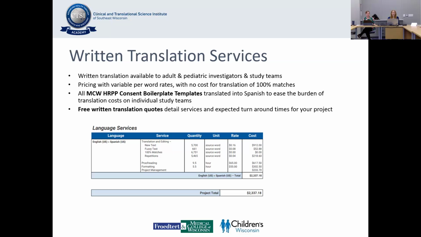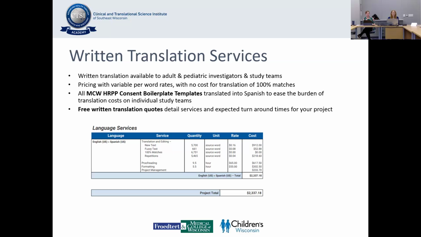The MCW Office of Research has worked with us to translate the boilerplate consent templates into Spanish already. And so these are actually now considered zero charge for those translations. So a majority of your consent form, a majority of your document, is going to be under this $0 per word translation cost. And it will only be those items that are unique to your project, unique to your specific documents, that are then charged at the dollar amount rate.